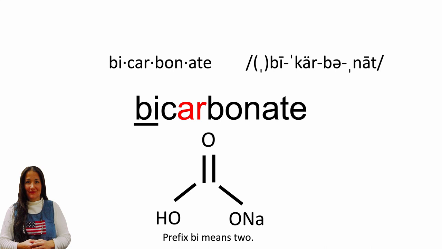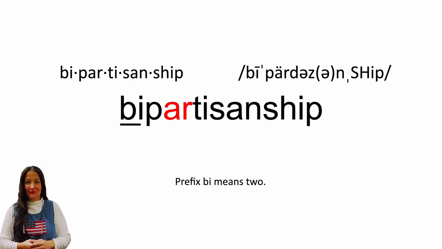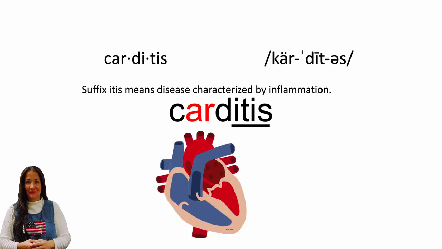Bicarbonate. The prefix bi means two. Bipartisanship. The prefix bi again means two. You usually have two political parties. Carditis. The suffix itis means disease characterized by inflammation. Carditis is inflammation of the heart.